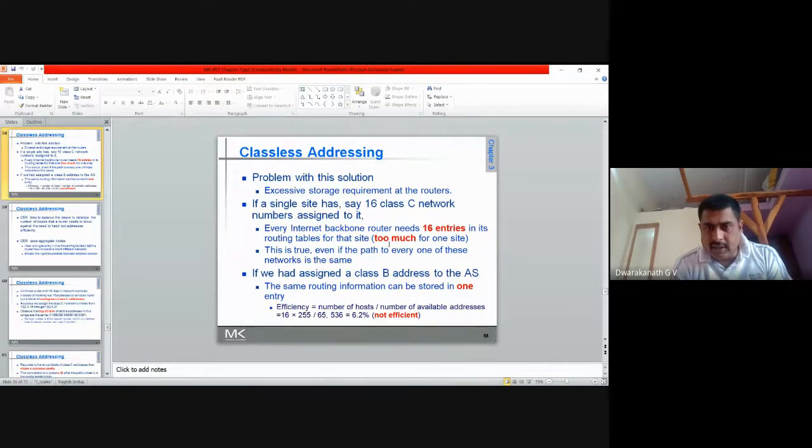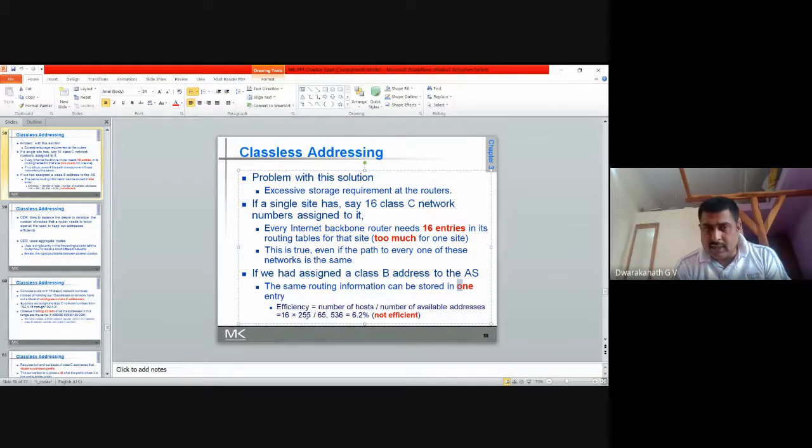You can see here, those are the 16 entries which you have to take for one particular router when you are using subnetting. But when you are using the concept of AS, that is autonomous system, a class B address should be assigned, only a single class B address, one entry should be there, and it will be taken to others.